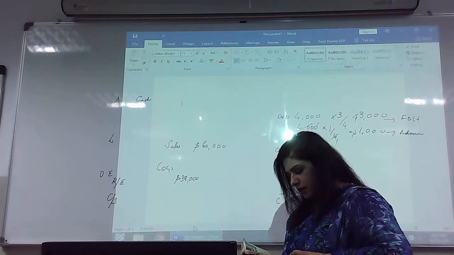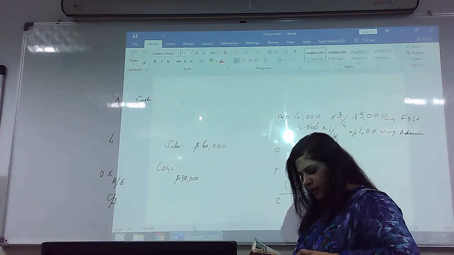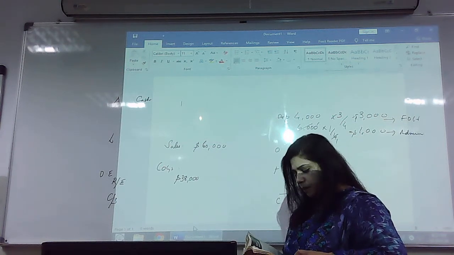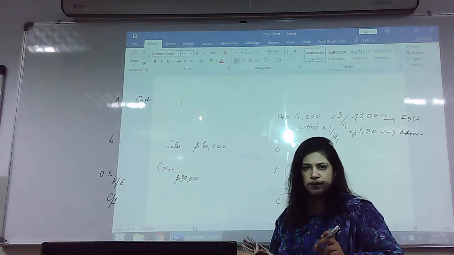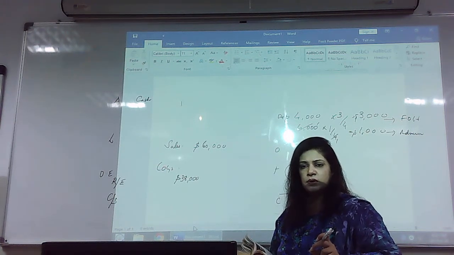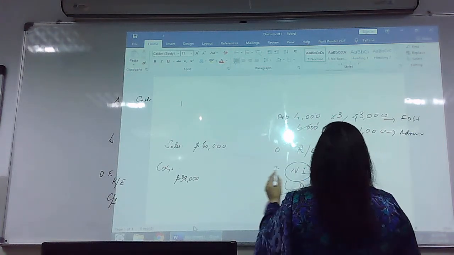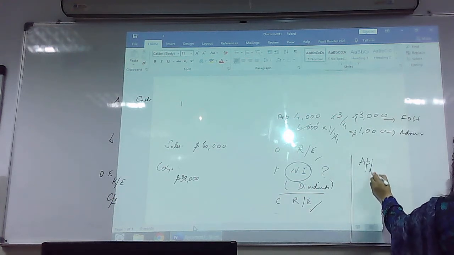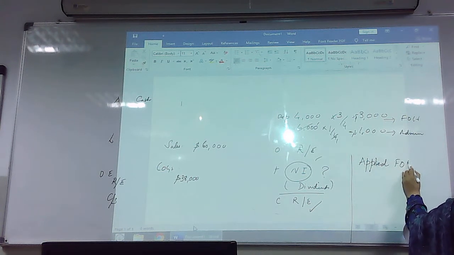Okay, direct labor cost was $9,000 and factory overhead was applied at a rate of 100% of direct labor cost, leaving $2,000 underapplied. Okay, now there is a concept of applied factory overhead and a concept of actual factory overhead. So now first of all, there is something which is known as applied FOH. Now what is applied?